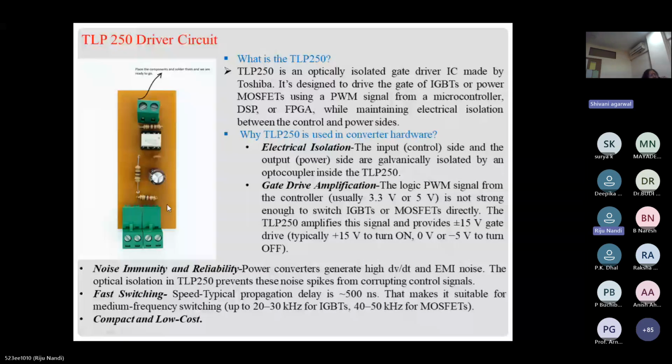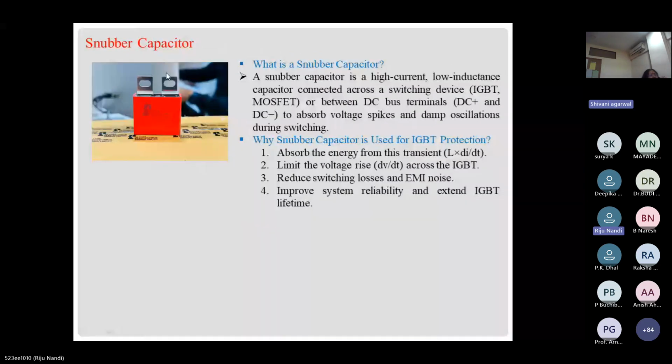You told about the snubber capacitor. The snubber capacitor we have used. Why? What is the snubber capacitor? The snubber capacitor is a high current and low inductance capacitor connected across the switching device. For the protection of the IGBT and MOSFET we have used the snubber capacitor, or you can use it between the DC bus terminals also, to absorb voltage spikes and damp oscillation during switching.